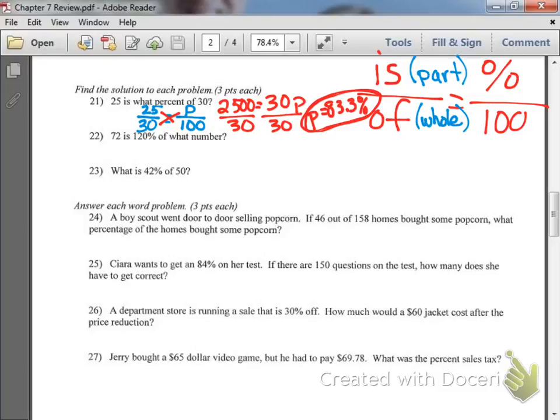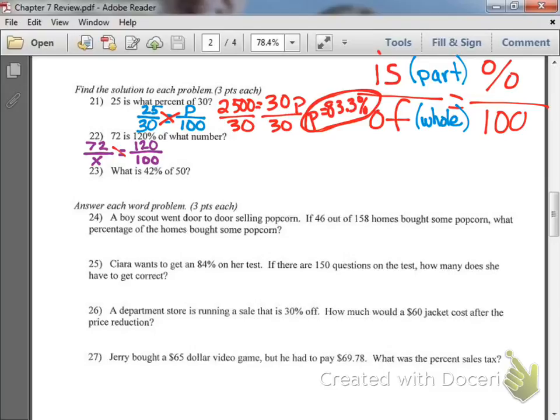Alright, same thing on number 22. Start with your proportion and just fill in the blanks. 72 is, so that's going to go in my is spot. 120%, so that goes in my percent spot. And then of what number? So this is the part I'm looking for. That's my X, or my P, or my T, or whatever you want to use. Questions?